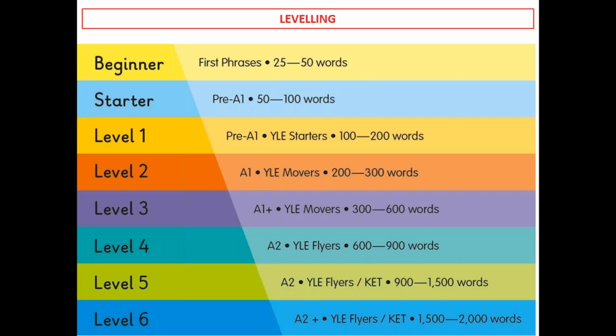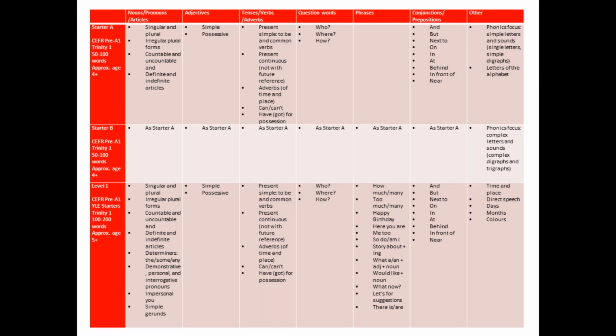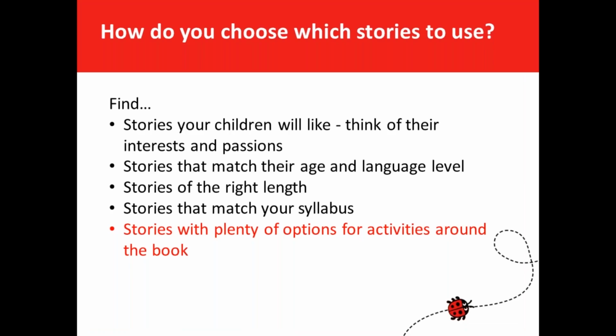Similarly, thinking around the right length, all of our books have got a handy guide on them, so you can see the number of words and see the level. Also, as I said, one of the things we have, and this is just a snapshot for one series, is mapping of exactly what the curriculum is covered in each of those stories, so you can look at how to use it. And as we said, one of the other things to look for is something that has plenty of options for activities around the book, and there are plenty of reading schemes and stories that help provide those areas.